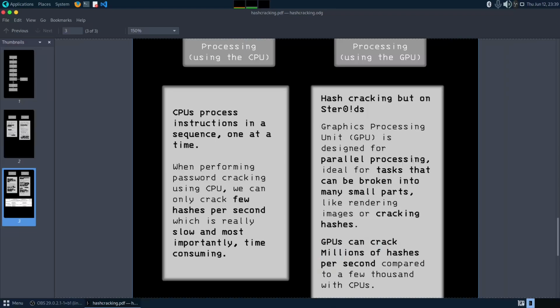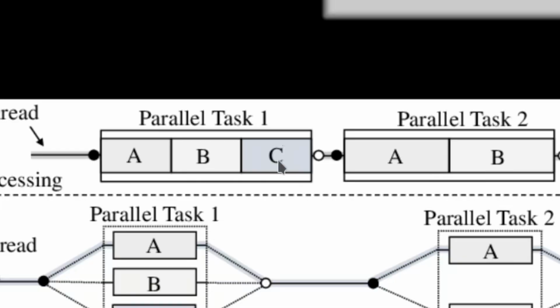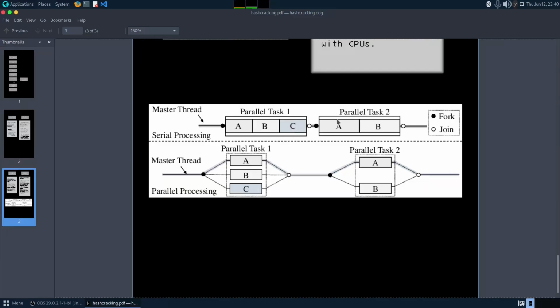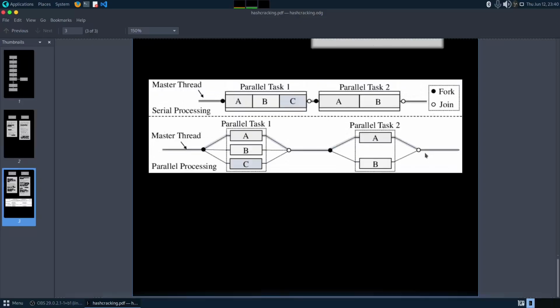Parallel processing takes place here because it just breaks the task into many small parts. You can see this is the serial processing diagram versus the parallel processing. Serial is done 1, then 2, then 3, then proceeds to the next part, 1, 2, and so on. While in parallel processing, we'll have millions of hashes being cracked parallel to each other, then proceeding to another million hashes, and so on until we get a result.